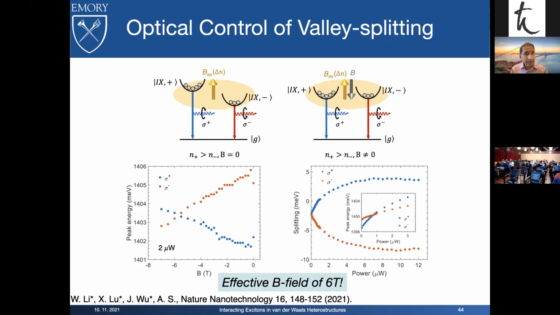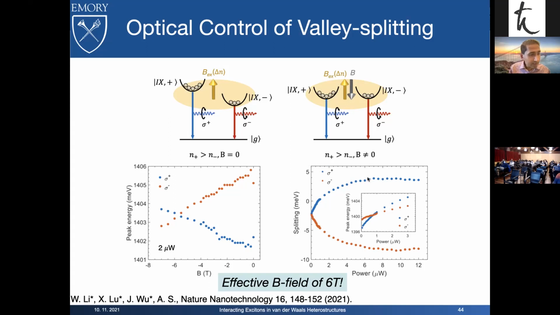To show that this is really like a magnetic field, you can apply a real magnetic field and see if these two either add or cancel. And indeed, that's what we see. You could be sitting at 6 Tesla and you shine some circularly polarized light, and you can make the splitting disappear by canceling with the exchange field, or you can enhance it. So that's pretty useful to generate a magnetic field for these excitons without really cranking up 6 Tesla.